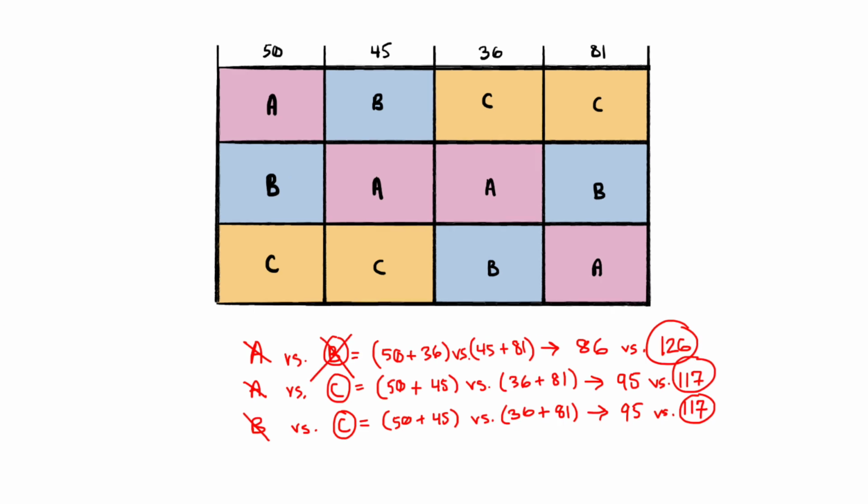Finally, we remove any scores that come from an option that lost against another. B lost against C, so it is removed. C did not lose against A or B once, so C is the final winner.